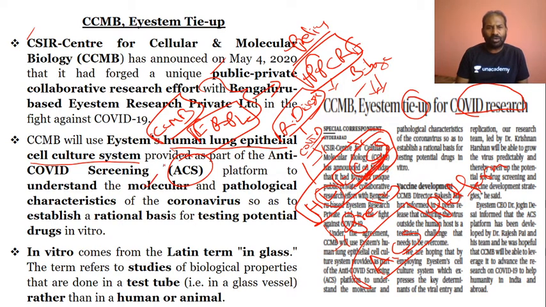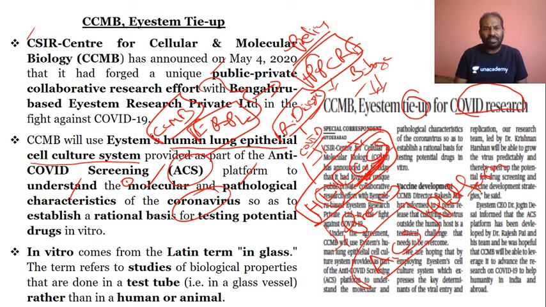And why? To understand molecular and pathological characters. This is very important. Why? Because SARS-CoV-2 is mutating and it is very tough to identify the gene sequencing of SARS-CoV-2, and this anti-COVID screening platform will make sure that it understands the molecular and pathological characteristics of the coronavirus. So one of the statements is that this is for understanding the molecular and pathological characteristics of the coronavirus. So that is also correct.